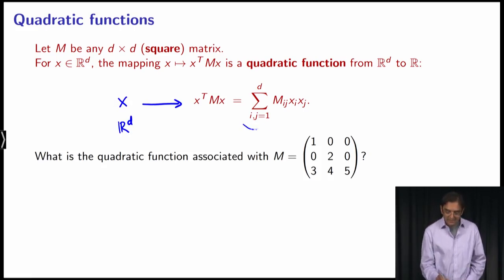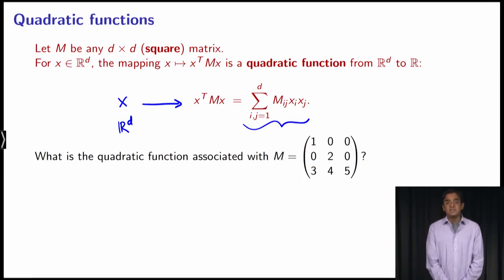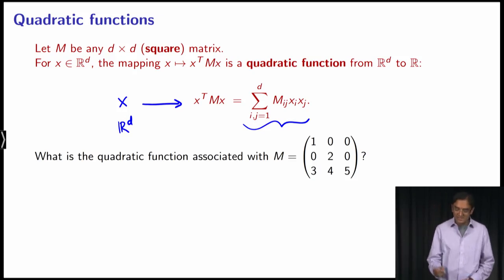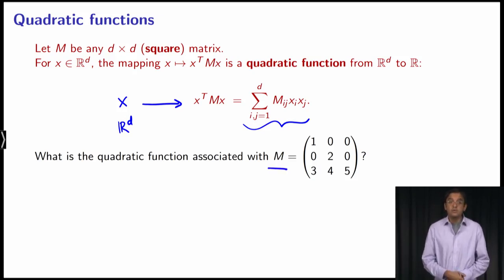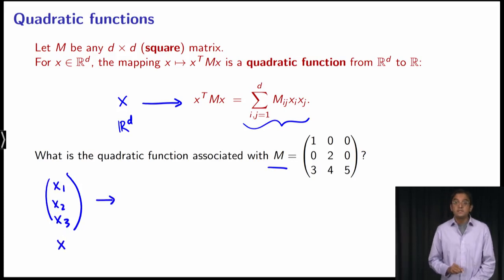And it works out to this summation over here. The summation actually lets us read out the quadratic function very easily. So for example, we have this matrix. What is the quadratic function associated with it? It's something that sends three-dimensional vectors to a single number. So you have three-dimensional vectors, x1, x2, x3, and they get sent to what number?